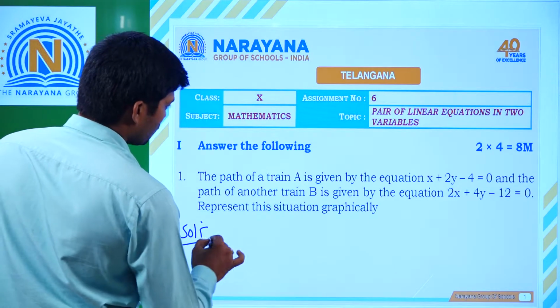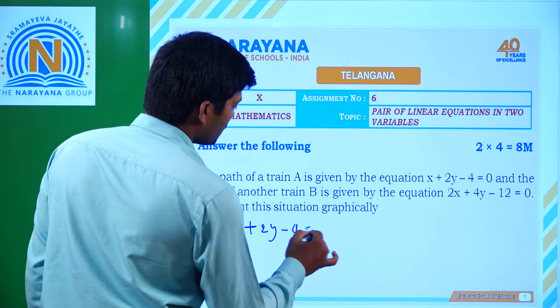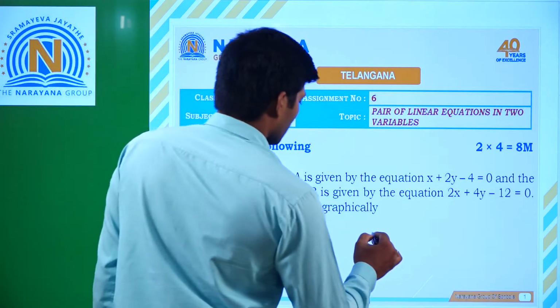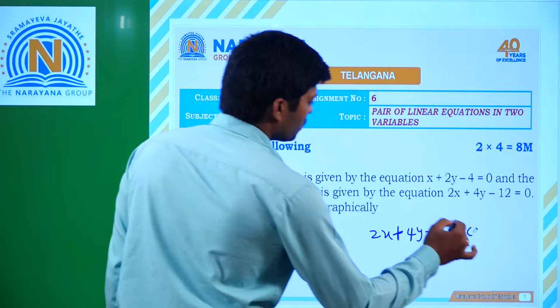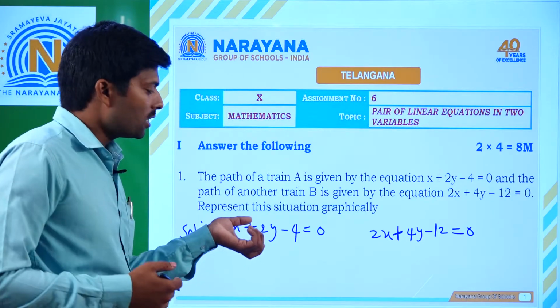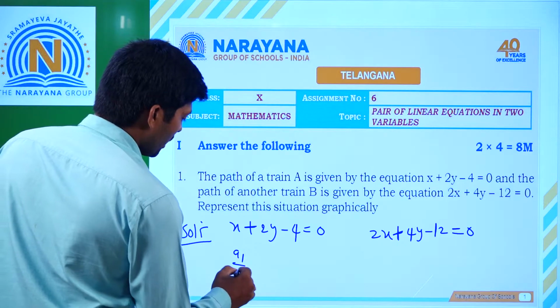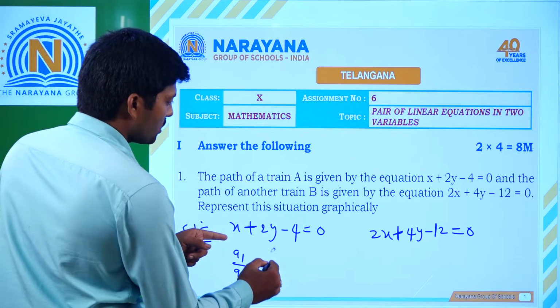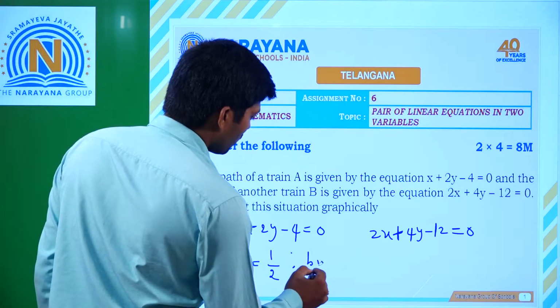So, what is given? The given two lines are x plus 2y minus 4 is equal to 0, and next, 2x plus 4y minus 12 is equal to 0. First of all, we have to take the ratio of their coefficients. That is a1 by a2 is equal to how much? That is 1 by 2. Next, what is b1 by b2?